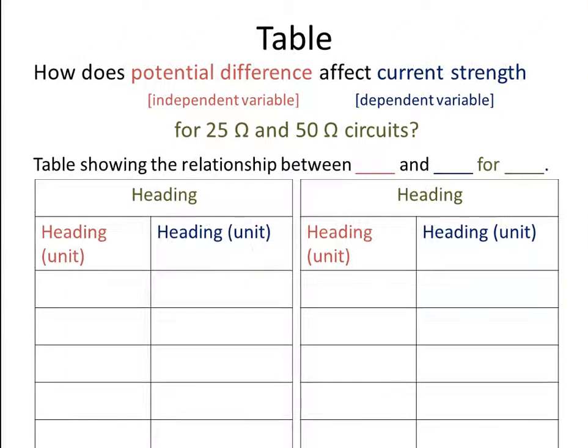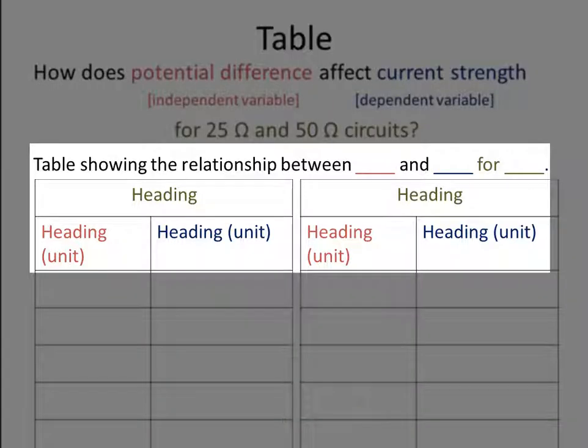Let's prepare a table so that as we take the readings, we can put our data in straight away. Actually, we need two tables because this is two investigations really. One for the 25 ohm circuit and one for the 50 ohm circuit. But we're going to put the tables next to one another so that we can compare nicely and increase our understanding as a result. So what should our headings be?